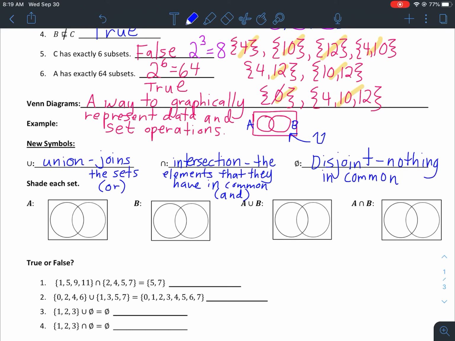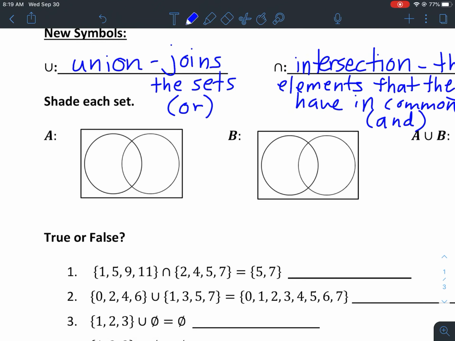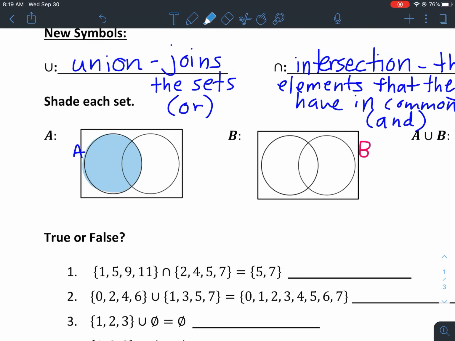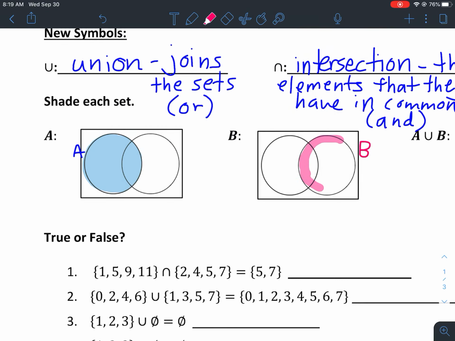Okay, so feel free to pause the video at any time if you need more time to write something down. But now I'm going to shade each set here. So if I was going to shade A, generally the one on the left is A. So if I wanted to shade this, that would be this entire circle. That's A. If I was going to shade B, we're going to make that one the right circle here. That would be this whole circle. And it's kind of nice to do this on Notability, so you can just use the highlighter to shade.